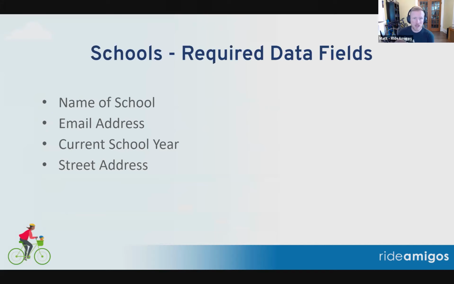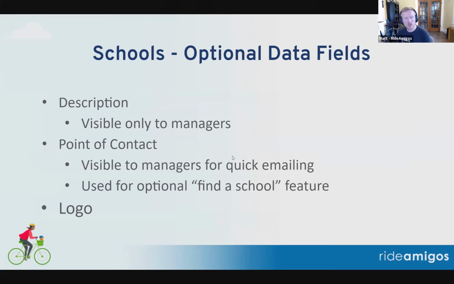Each school requires a couple of data fields: the name of the school, an email address to associate with the contact from that school, the school year that this school pool program is for, and then the street address so we know where people are in relation to the school. You also have the ability to add a manager-only description. So if you want to keep some notes about the way a particular school is operating their program, such as this is a roster upload school, this is a web sign up school, any other kind of nuances that you as a manager might need to know about that school's program, that's really helpful to have.